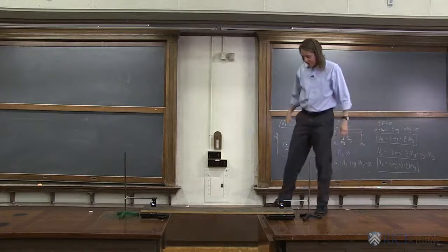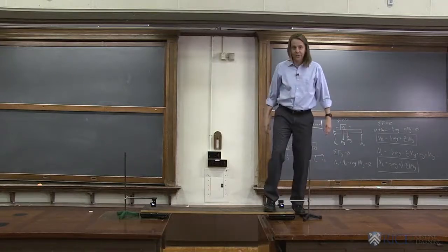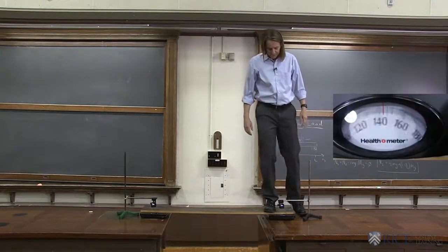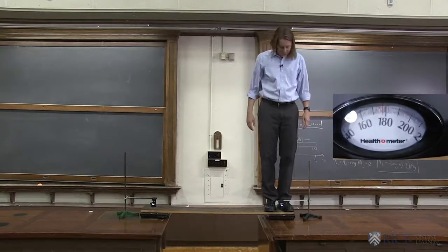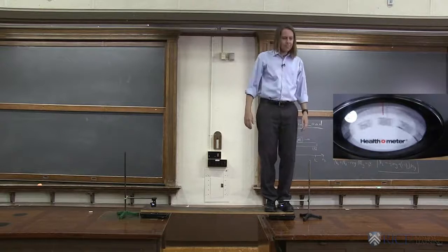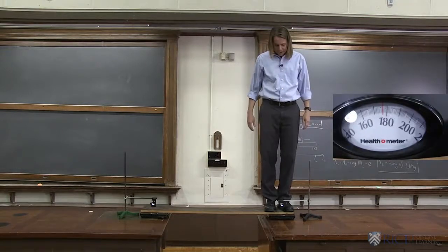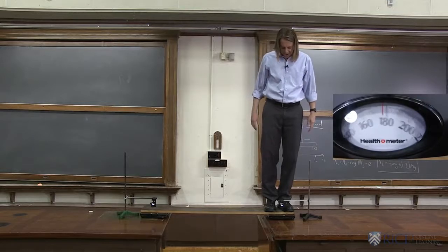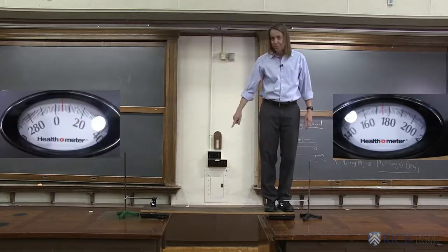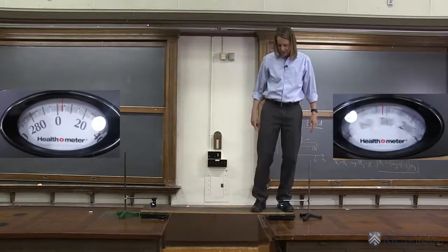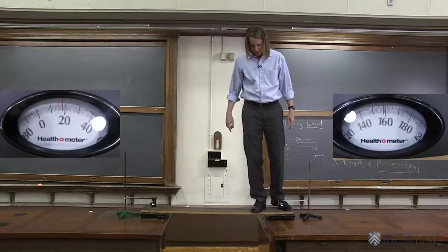All right, so I'm going to get on over on this side. Here we go. And you can see the reading on the scale. Looks like it's about 170 pounds. So the board's really heavy. It's the finest mahogany. But what I'm going to do now, so you have about 170 here, and there's probably some reading over there due to the board, not quite zero. So now I'm going to start moving over.